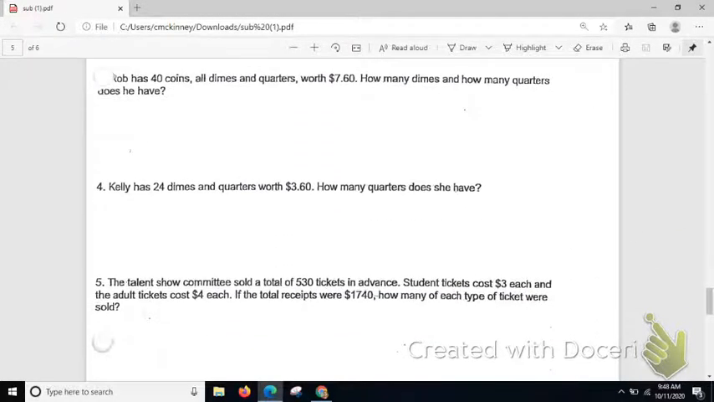When we get down to number 3, we have something that is different than what we've done so far. And so I will be sure to work number 3 here with you. And in number 3, it says Rob has 40 coins. They're all dimes and quarters, worth $7.60. How many dimes and how many quarters does he have? So that's our goal to figure out. So I'll let X equal dimes, Y equal quarters, and if you want, you could use N and Q, be all fancy that way.